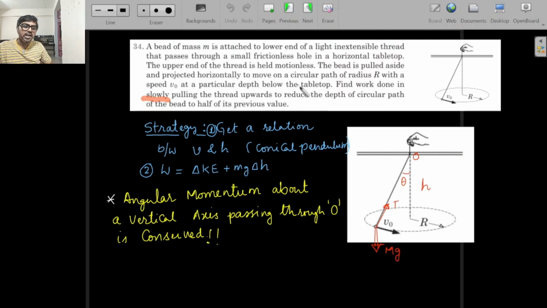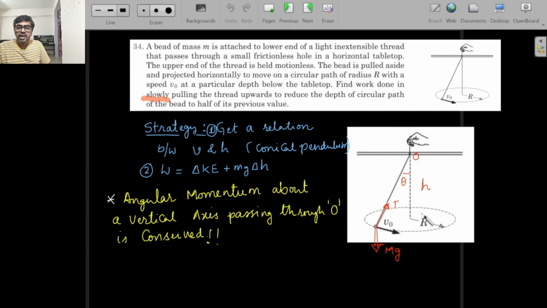The strategy would be, first we apply Newton's law to the conical pendulum problem, using centripetal acceleration and vertical acceleration, to get a relation between velocity, radius and height. The second part is work done equal to change in kinetic energy plus change in potential energy. Work done by the external agent equals the change in mechanical energy of the system. There is no other dissipative force here. If the equations are not enough, you can use angular momentum conservation.